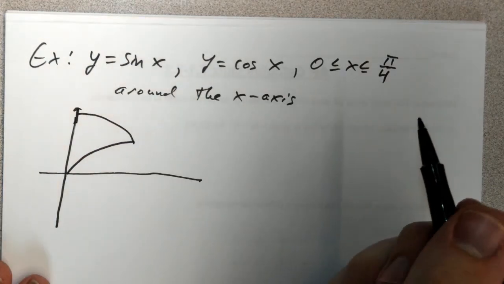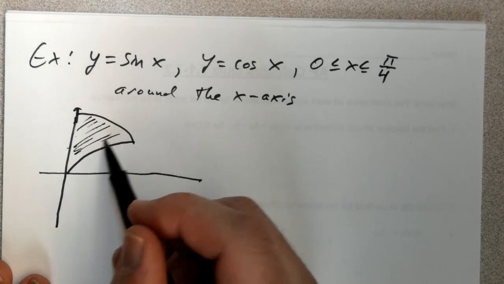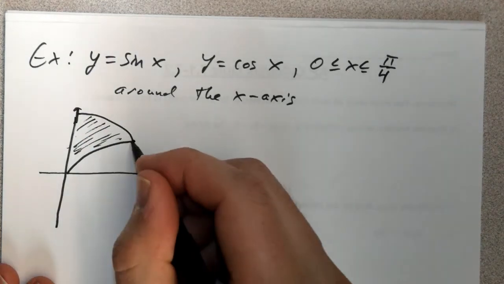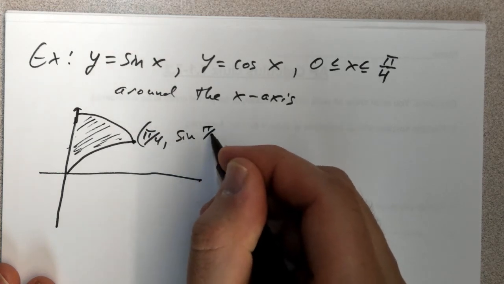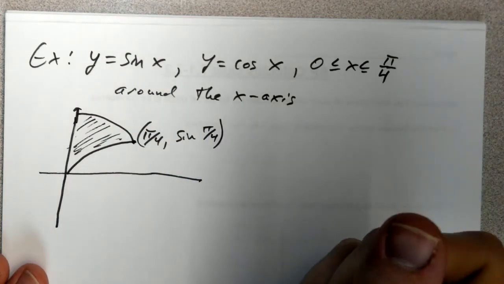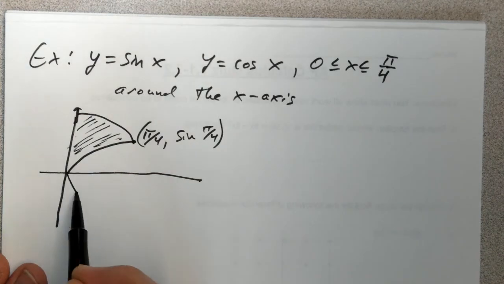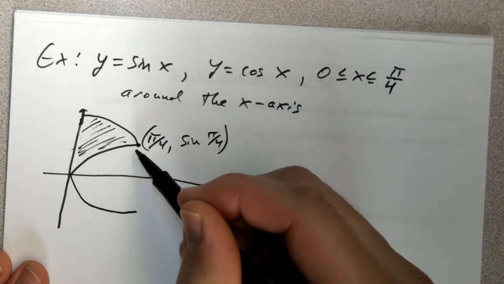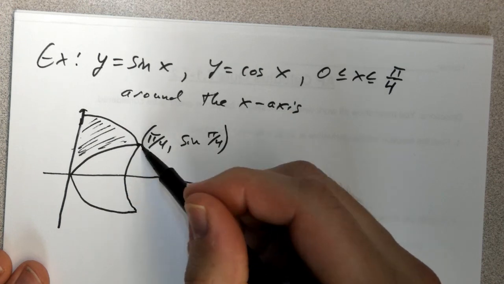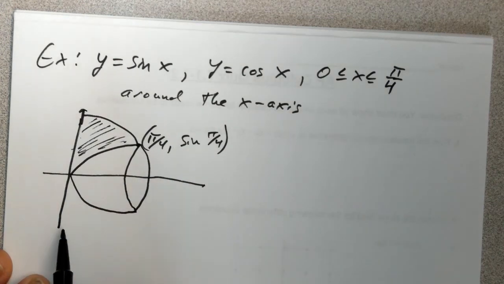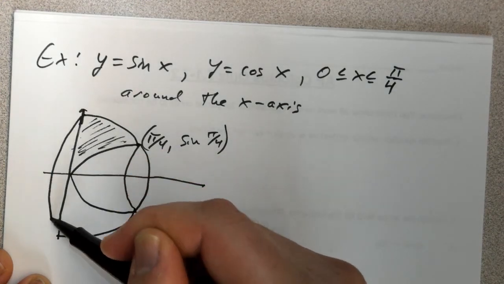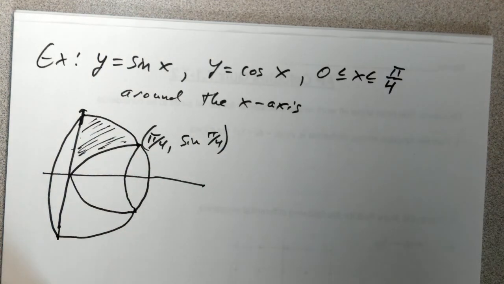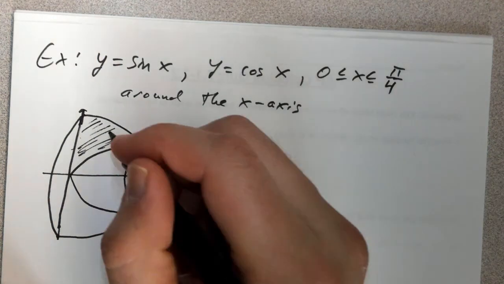So I'm going to start off by sketching the area here. Okay, and so this is at pi over 4, comma sine pi over 4, or cosine. They're the same. All right, and so when you revolve this region, you get something kind of like a bowl, I think. Something like this. All right, and so again, we're going to use the washer method.